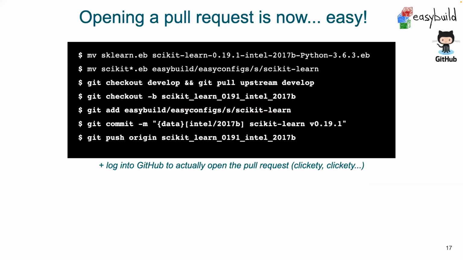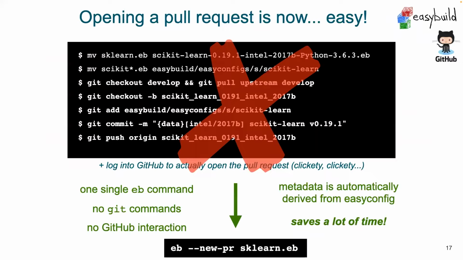And to get the feeling across what this means, if you want to do a manual contribution to EasyBuild, so you have an easyconfig file, one of these build recipes that you want to add into EasyBuild, the black box on top shows you all the commands that you would have to run manually. So you have to rename it to make it have the correct name. You have to move it to the right place. Then you have to check out the develop branch, create a new branch from that, add your file there, do a commit, and then push it to GitHub. And then afterwards, you have to go to GitHub and click around to open the pull request and fill in some boxes like the PR title and maybe some message in the description and so on. And a lot of details you have to get right.